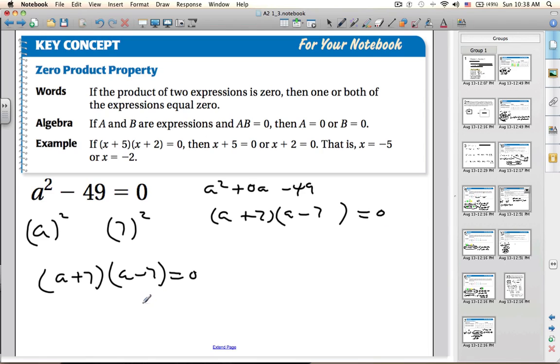Okay, so in this case, if these two binomials multiplied together equals 0, that means that either a plus 7 equals 0 or a minus 7 equals 0. So a could be equal to negative 7 or a could be equal to 7.